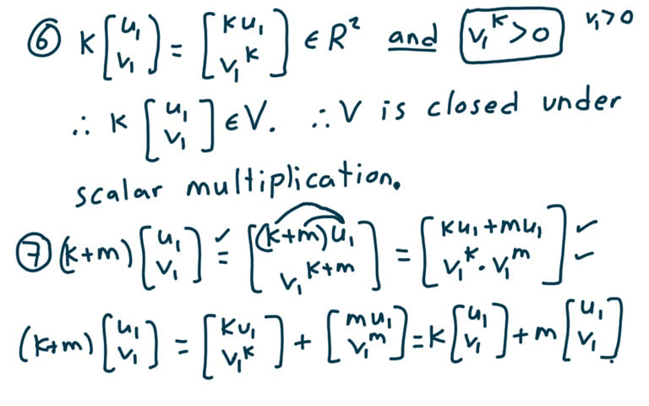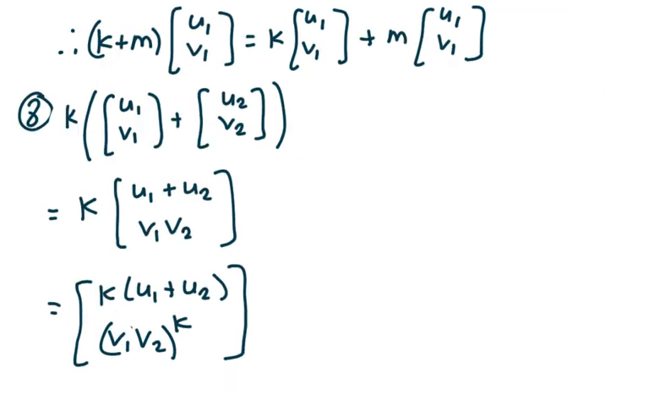So let's reset. Take k plus m times the column vector u1, v1. This is the column vector ku1, v1 to the k, plus the column vector mu1, v1 to the m. But this is k times the column vector u1, v1, plus m times the column vector u1, v1. And we've proven axiom 7.